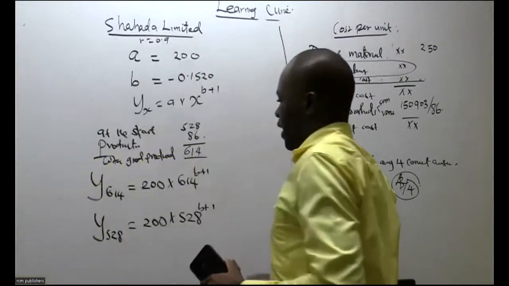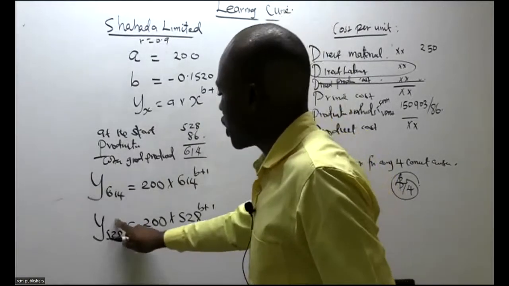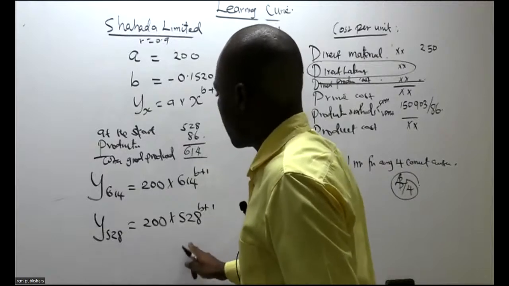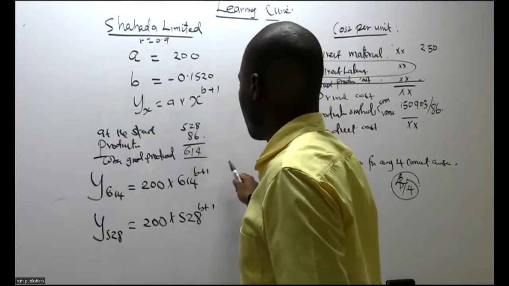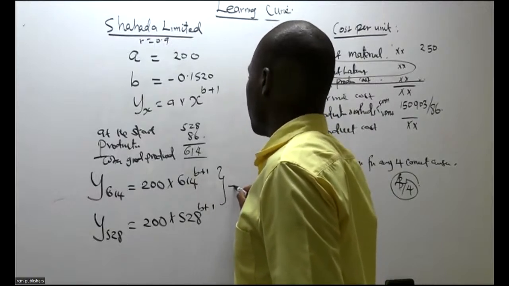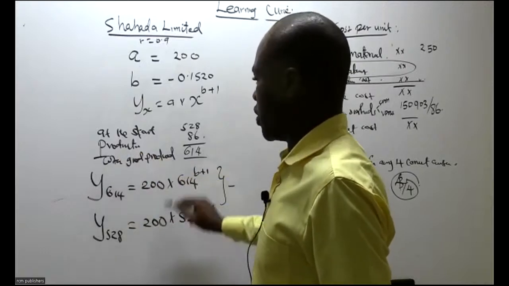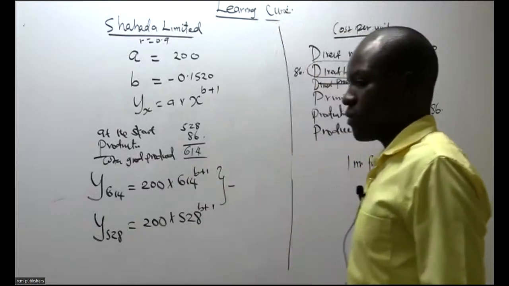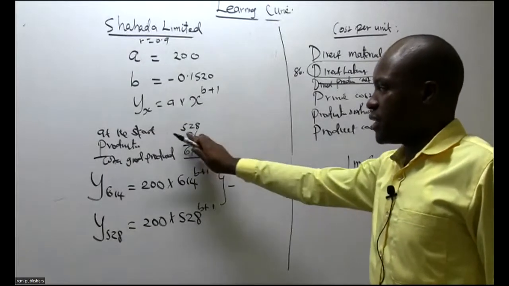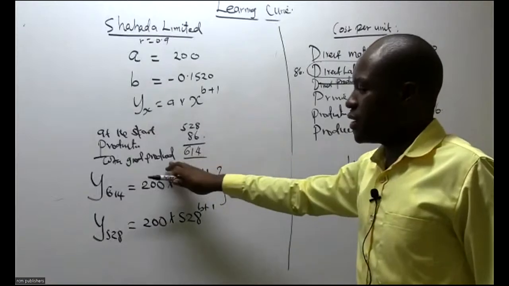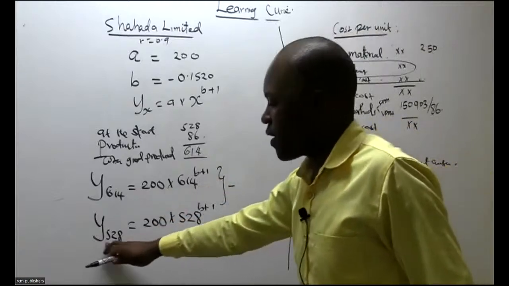If I get the time taken to produce the first 614, less the time taken to produce the first 528, what will that answer represent? It will represent the difference between these two. The difference between the two will be the time taken to produce how many units? At the start, they had already produced 528. At the end, they have 614. The first 614 is this, the first 528 is this. In the middle there is a gap.